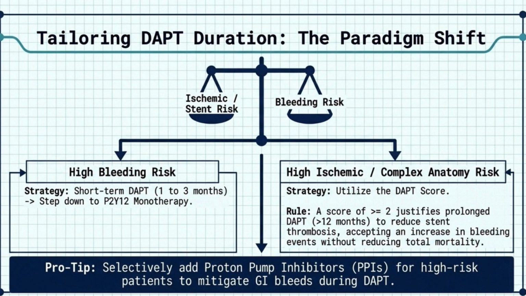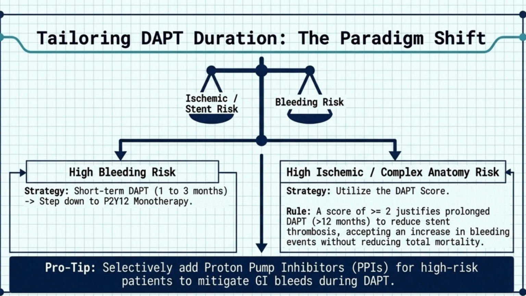Recent data support that a shorter course of DAPT, 1 to 3 months, followed by P2Y12 inhibitor monotherapy, can successfully reduce bleeding events with equivalent rates of ischemic events in patients with high bleeding risk.